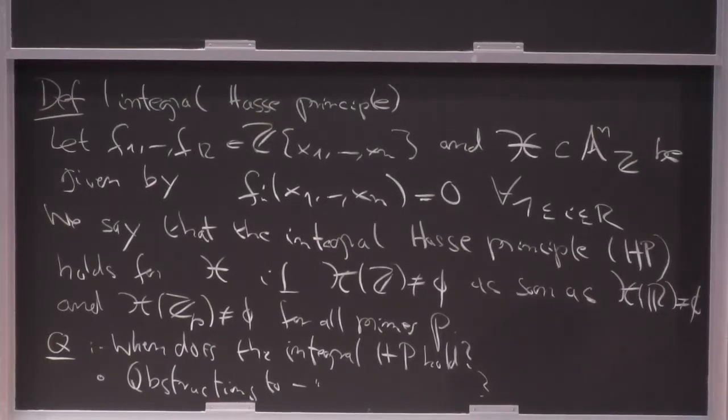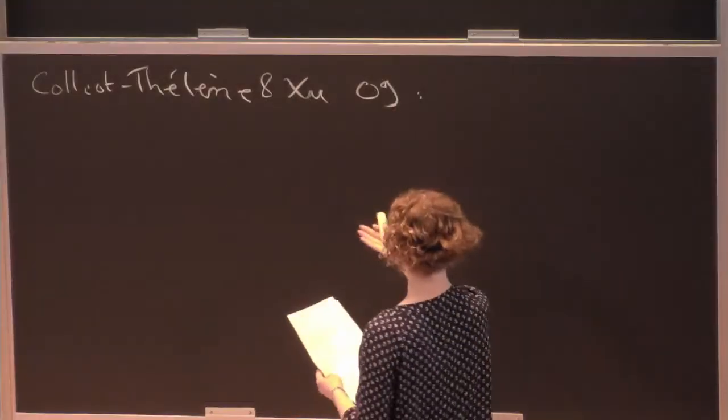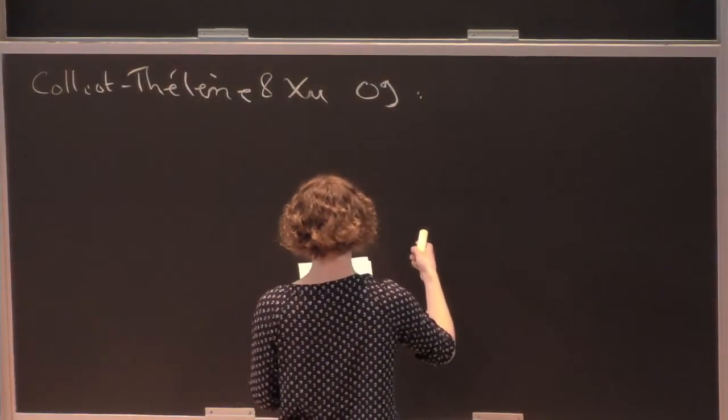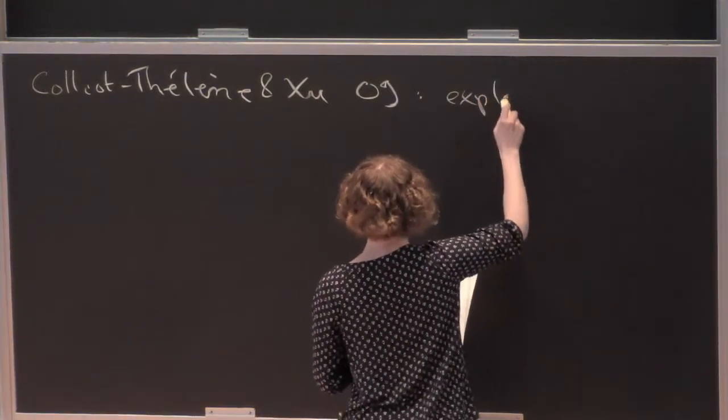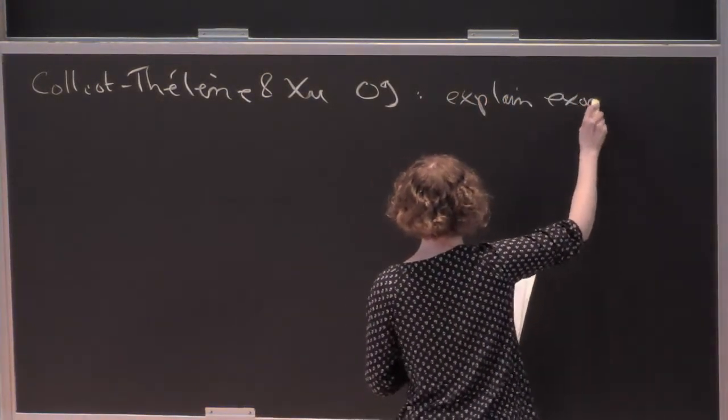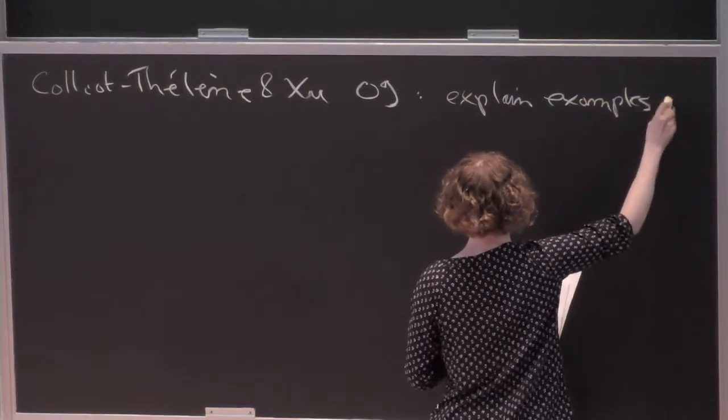An observation that was made by Colliot-Thélène and Xu in a paper which appeared in 2009 is that such examples as above, which were already classically known, can now be explained with a so-called integral Brauer-Manin obstruction.